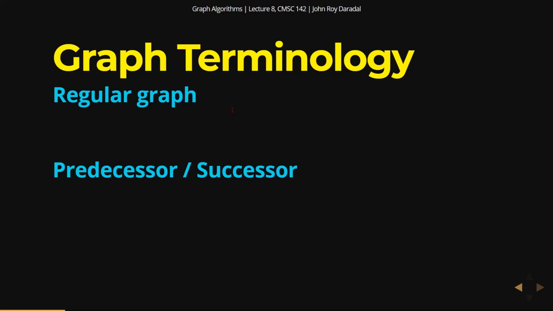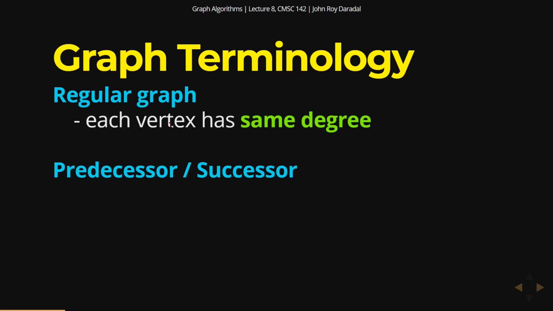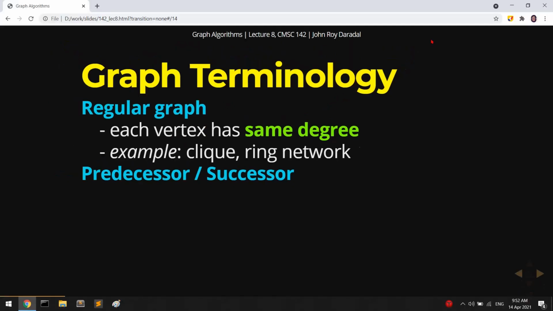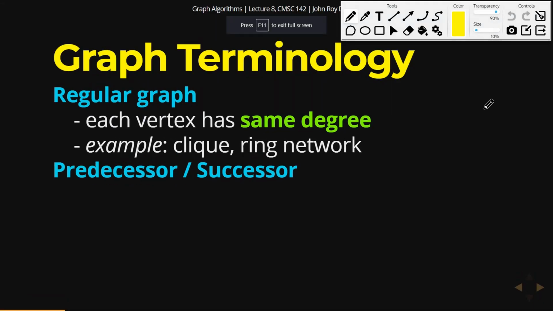Next, a graph is called a regular graph if each vertex has the same degree. An example of this is a clique or a ring network. If you have a clique, something like this, remember that in a clique, everything has to be connected to each other. So this one is a clique. This one has a degree of 3, this one also has a degree of 3, 3, and 3. Since all vertices have the same degree, this is a regular graph.